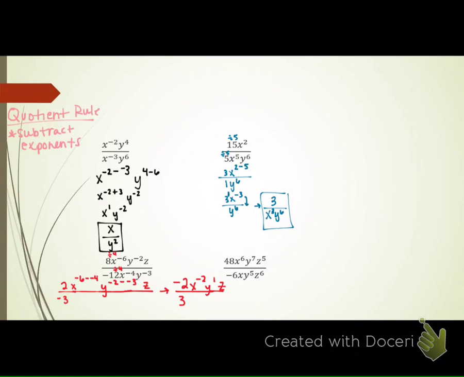So I'm not done yet, am I? What do I still have to do, Kaylin? You have to move the x down because it has a negative exponent. Good, so that's negative 2yz over 3x squared. The point of the flip or the reciprocal is to make that exponent positive.